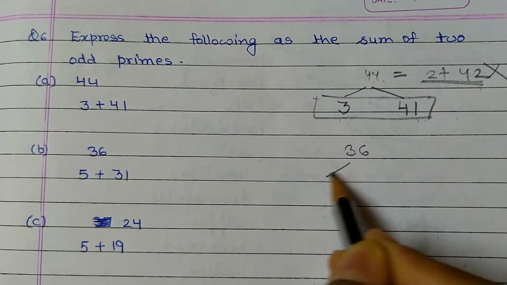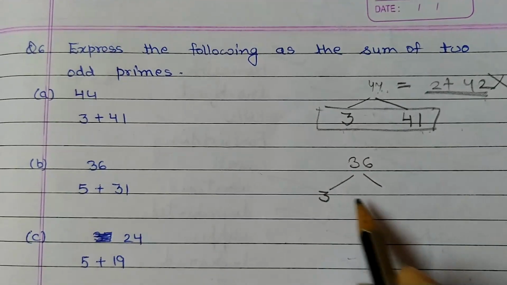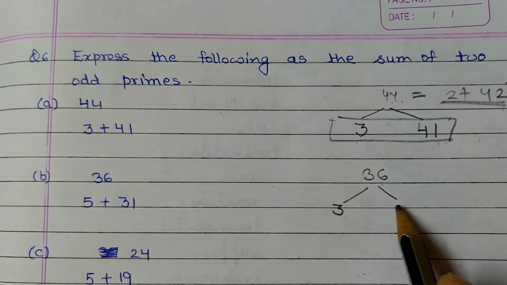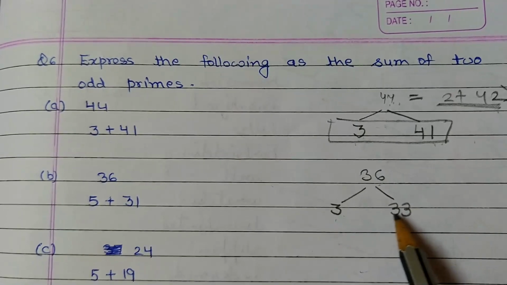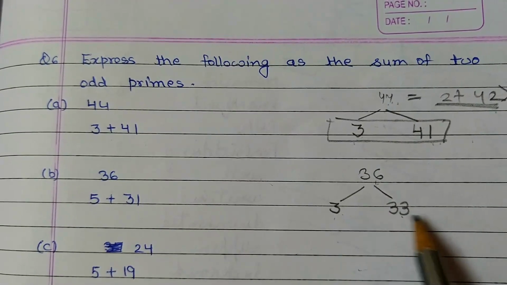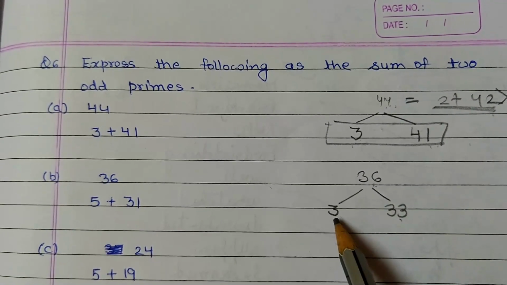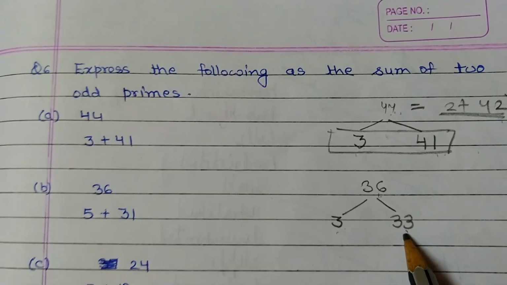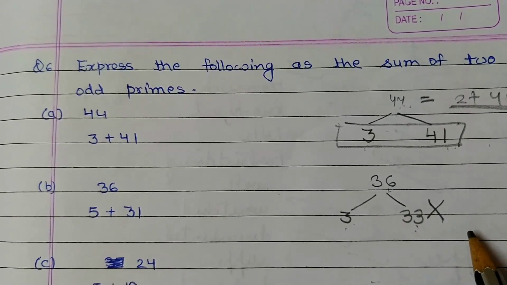Next is 36. Again, as I told you, start from the smallest number. Smallest prime number is 3. Now subtract 3 from 36. You will get 33. Now check. 3 plus 33 is 36. Correct. But are these both numbers prime? So let's check. 3 is a prime number, but 33 is not a prime number. So this is not a correct pair.